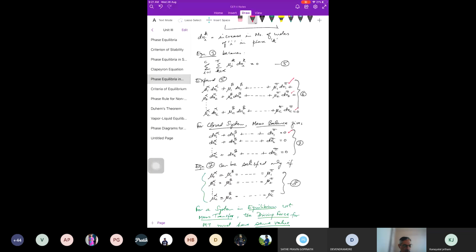Suppose the number of moles in alpha phase increases, so it has to decrease somewhere else, right? In beta phase or gamma phase or delta phase, somewhere it has to decrease. But the total change is going to be 0.